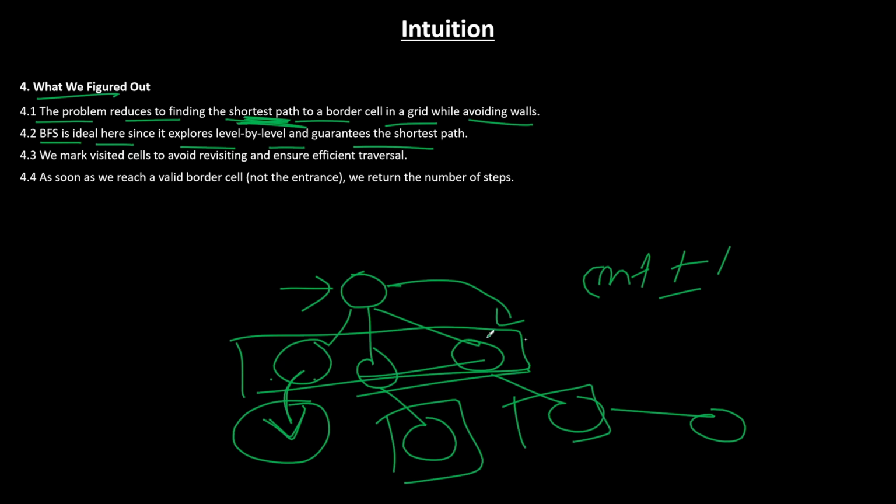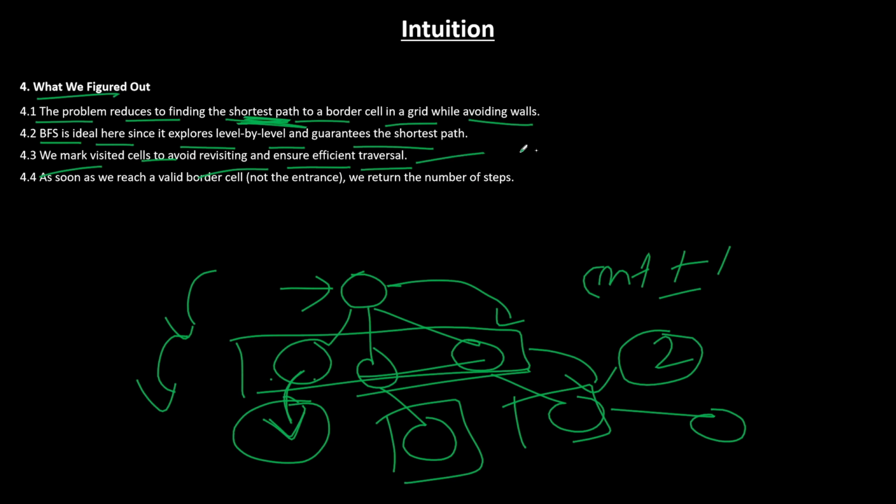So for this level, there would be a level 2. But for this, there are no more levels, right? So from here, we can understand going stepwise or level-wise helps us to find the nearest exit. Fine. So we mark visited cells to avoid revisiting and ensure efficient traversal. Instead of marking visited, we are just changing dot to a plus.